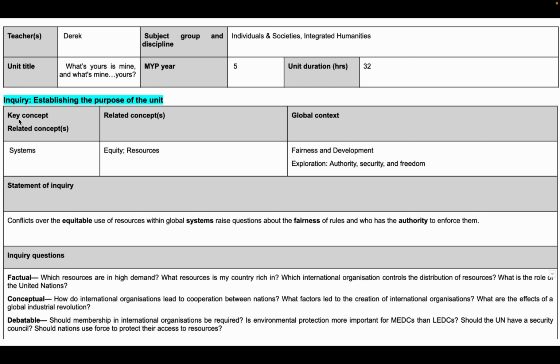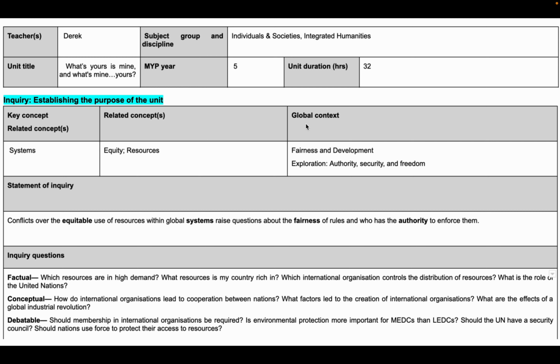So for the key concept, remember there were four that I could choose from. I chose to look at systems. For the related concepts, I chose two. You can choose one or two. I've never seen one with three. I think it's possible, but it would be for a longer unit. And I chose equity and resources.